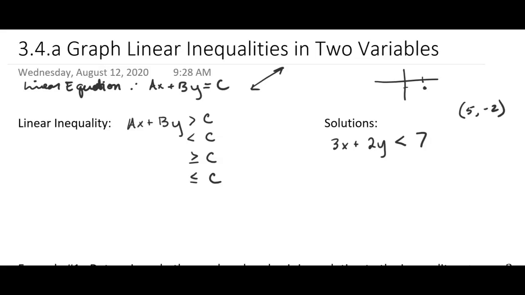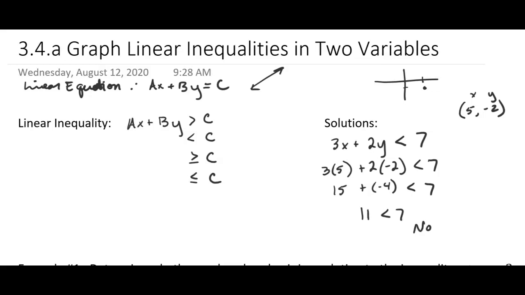And maybe I want to know if that point is a solution to this inequality. To do that, I plug in the 5 for x and then the -2 for y. This is my x, this is my y. It's called an ordered pair. I plug those in and see if I get a true statement. So 15 plus a -4 is less than 7. So I get 11 is less than 7. So no, my point was not a solution. I'm talking about that point. There are other points that are solutions, but the one I picked wasn't, okay?